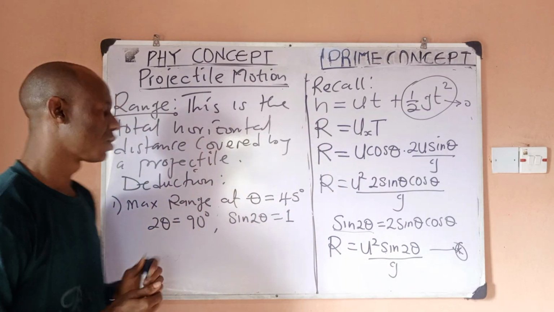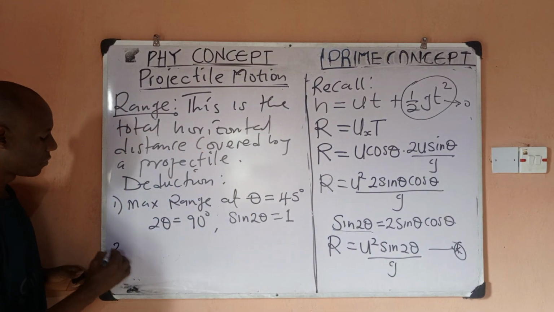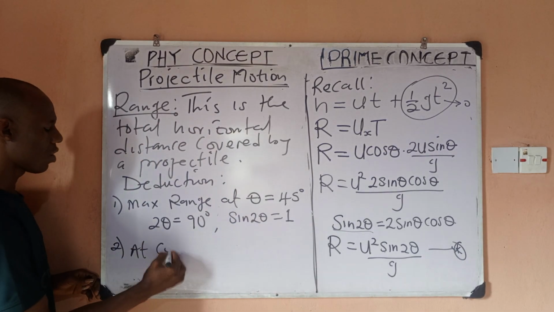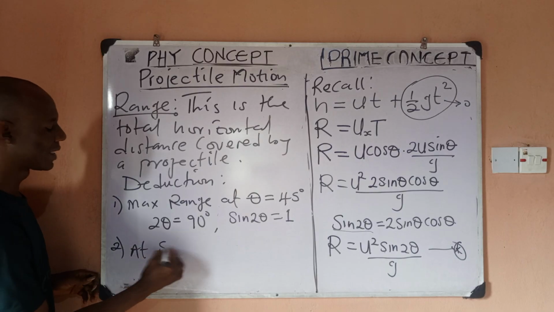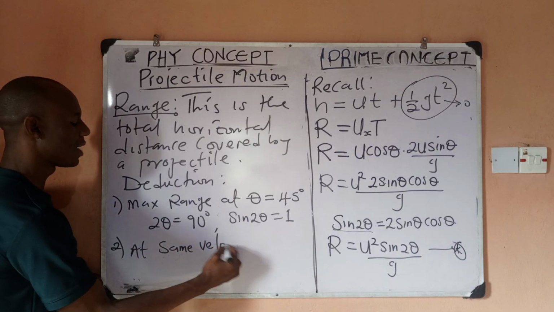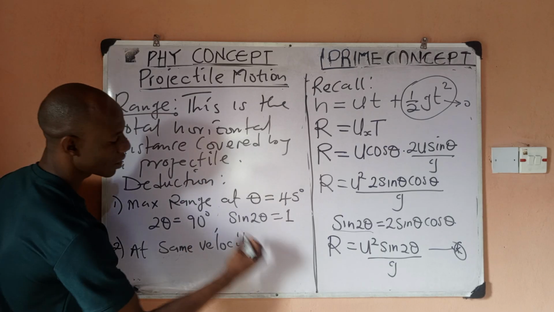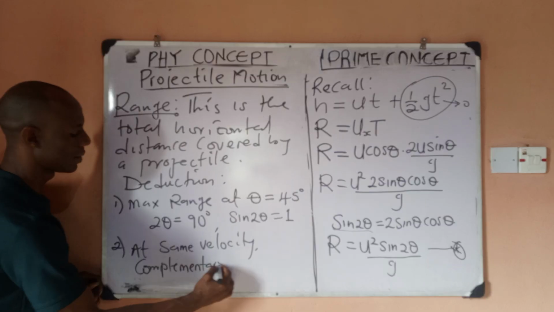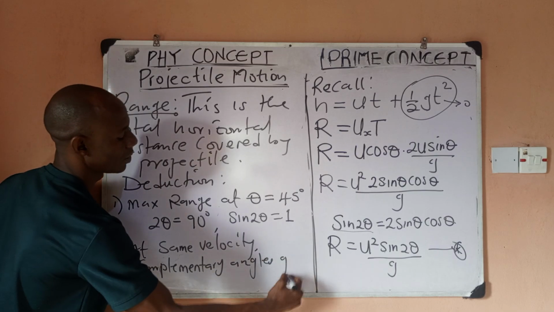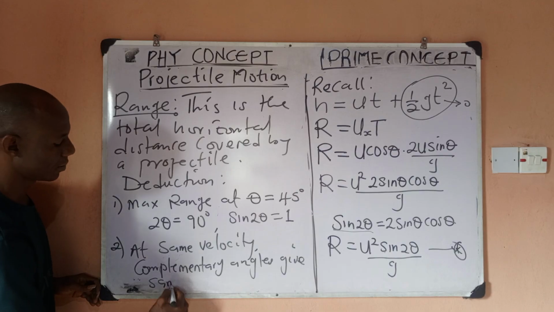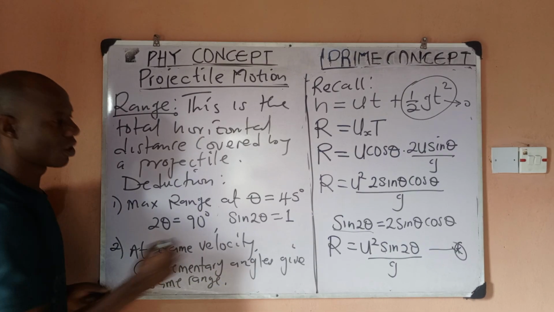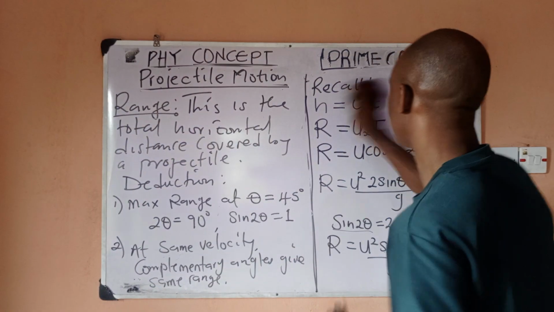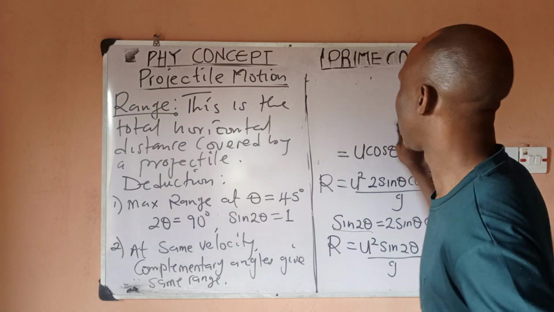Now, number 2 very important deduction about range is that at the same velocity, complementary angles give the same range. What do I mean by this statement? First of all, you want to understand what complementary angles are. Complementary angles are angles that add up to 90 degrees.